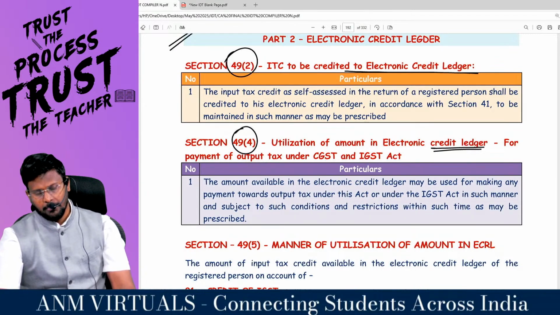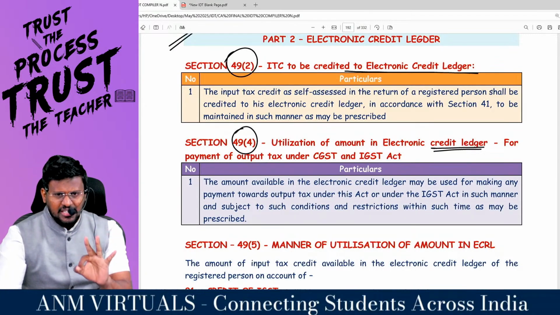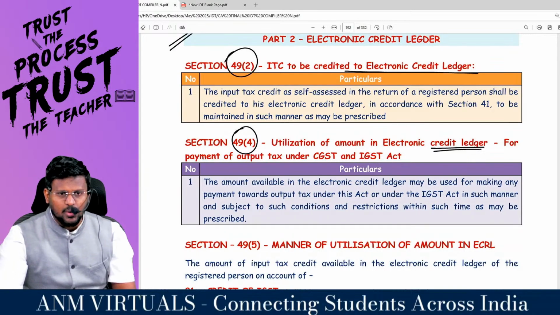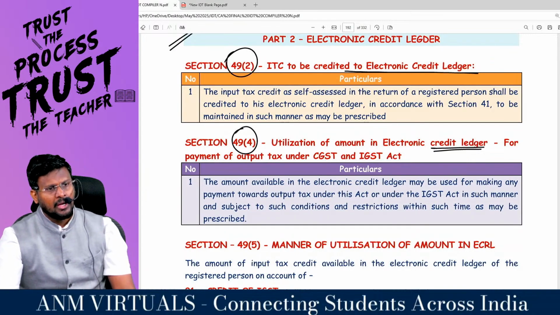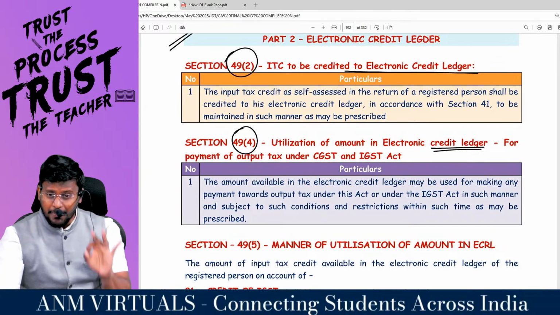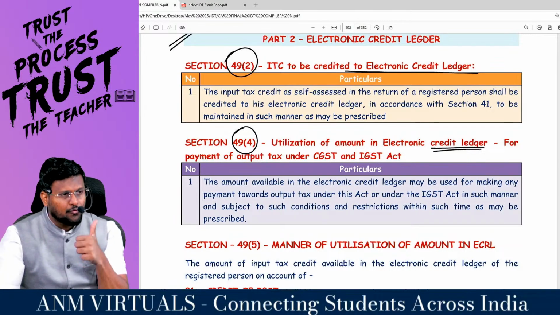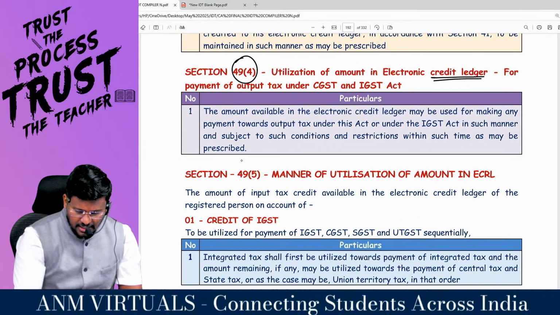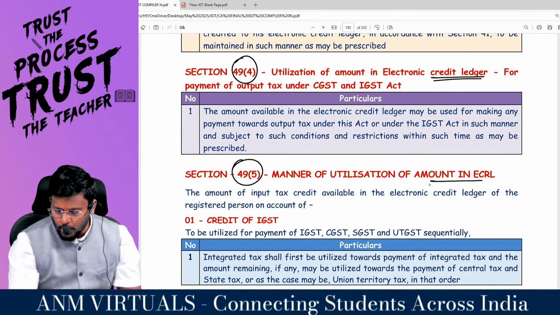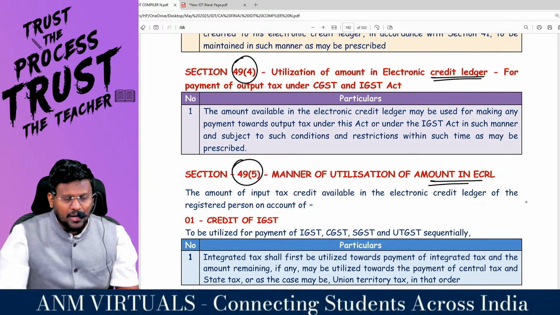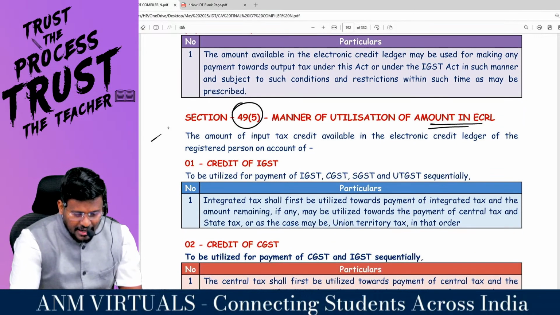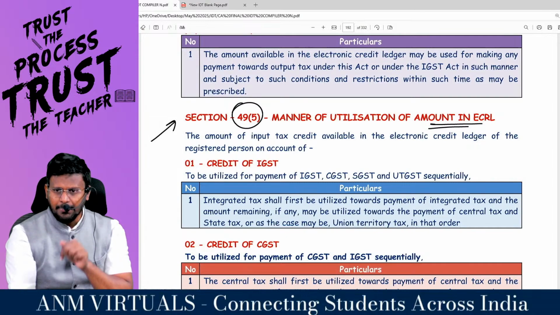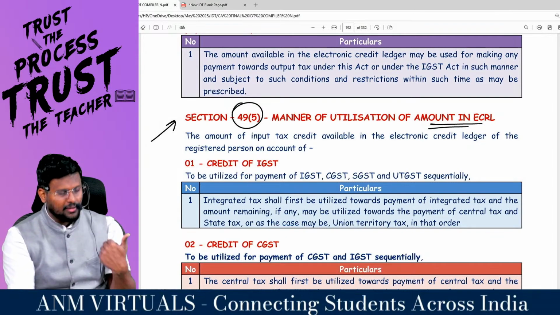Because we know that as per 49 subsection 3, for 5 things we can utilize the balance available in the electronic cash ledger. That is tax, interest, penalty, fees or any other amount. That is for what? Tip 4. Right, sir? Then 49 subsection 5, manner of utilization of amount in the electronic credit ledger. This we have already done. Immediately after the chapter ITC, in this chapter only, manner of utilization we have done.